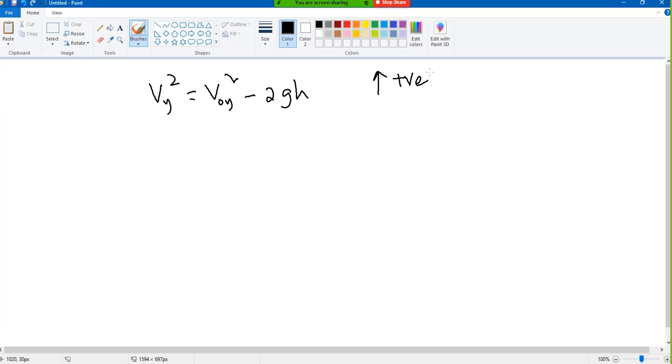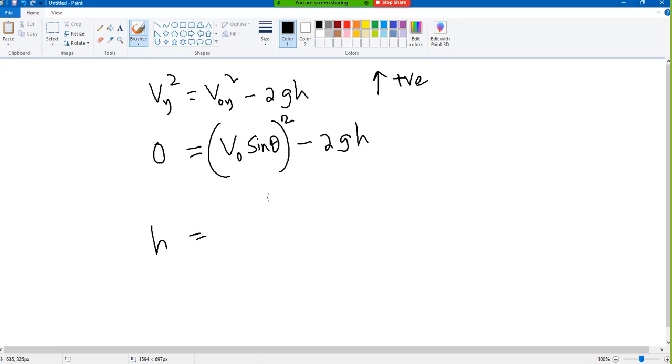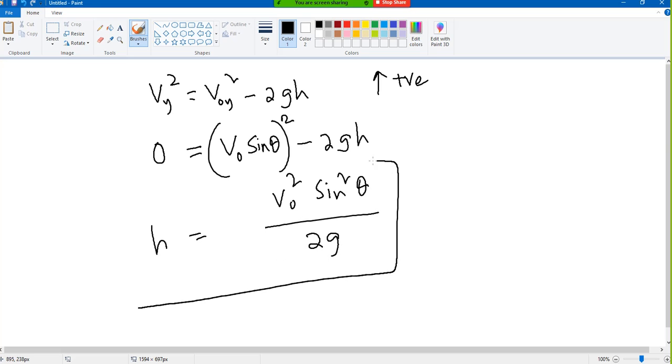Now we know at the highest point my vy is 0. What is this one? V naught sine theta, squared, minus 2g s. Then simply my s is v naught squared sine theta squared by 2g. So you can see we can derive this equation. You can use these equations directly if you need, or you can use this equation to derive it. There's nothing rocket science, it's just common mathematics.